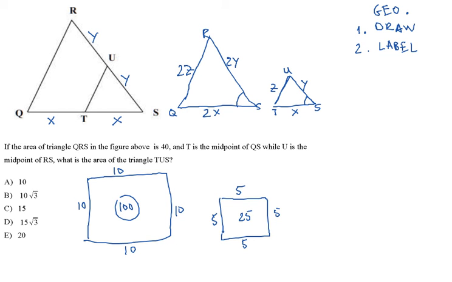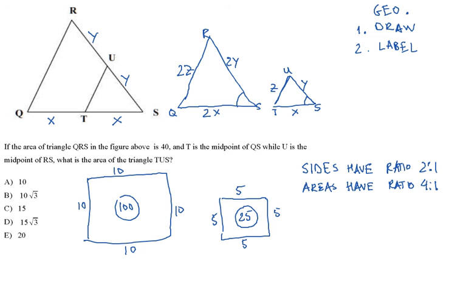Notice that these two squares are also proportional, meaning their sides are in a ratio of 2 to 1 as well. So the squares have sides that are in a ratio of 2 to 1. But their areas have a different ratio. Areas have a ratio of 4 to 1. 100 to 25 is 4 to 1.